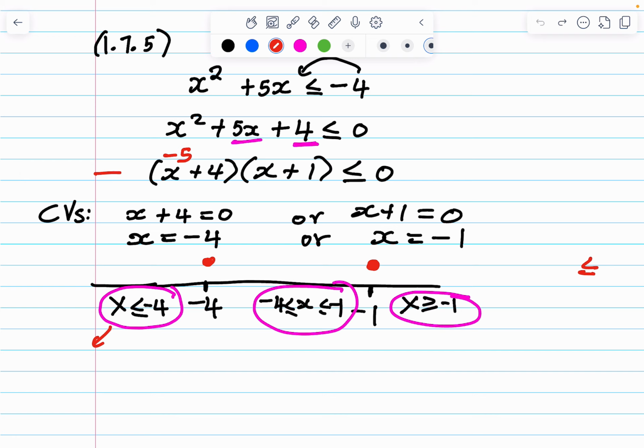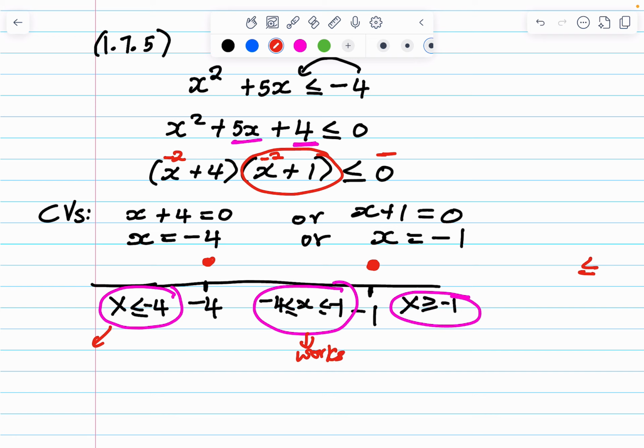In region 2, I'm going to pick any number that is between minus 4 and minus 1. I can pick minus 2. So I'm going to put minus 2 here and minus 2 there. The first bracket will be a positive. The second bracket will be a negative, which gives us a negative, and it works. So region 2 works.